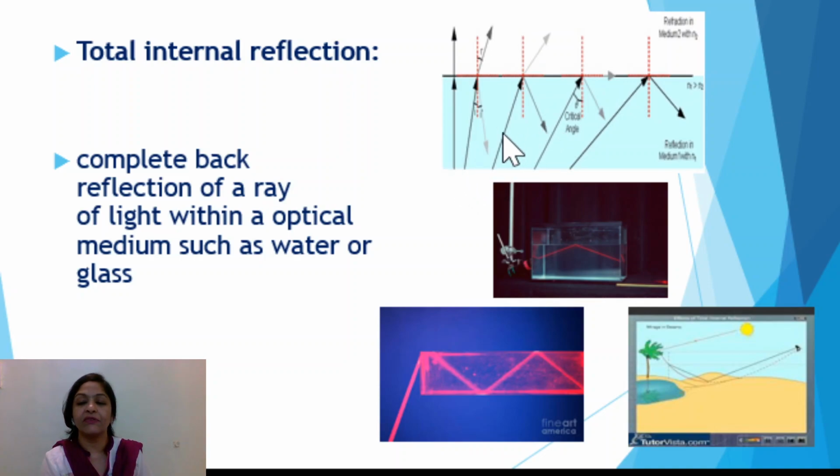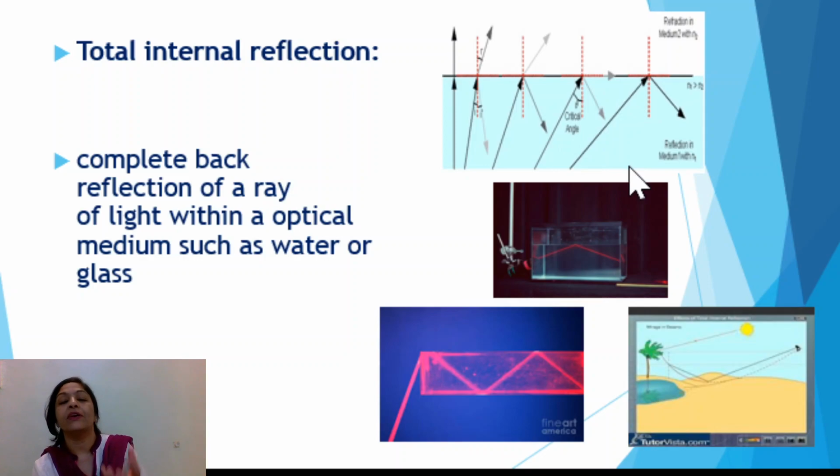Similarly, gradually, if we are increasing the incident angle, for a certain angle of incidence, instead of going into the second medium, the refracted ray grazes the surface, or it makes a 90-degree angle with the normal. That particular angle of incidence for which the refracted ray grazes the surface or makes a 90-degree angle with the normal is known as the critical angle.